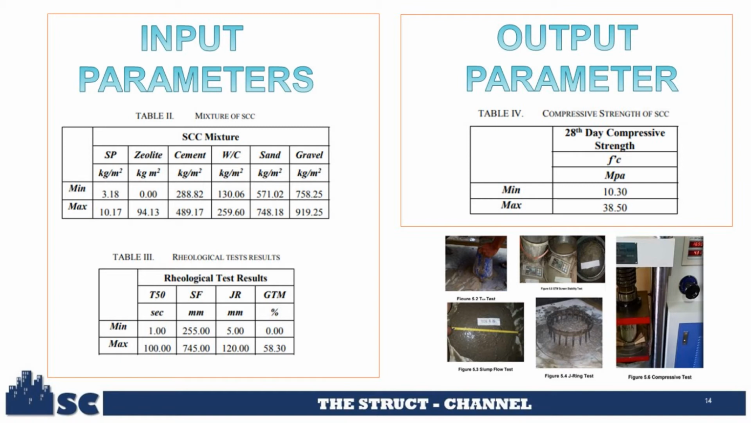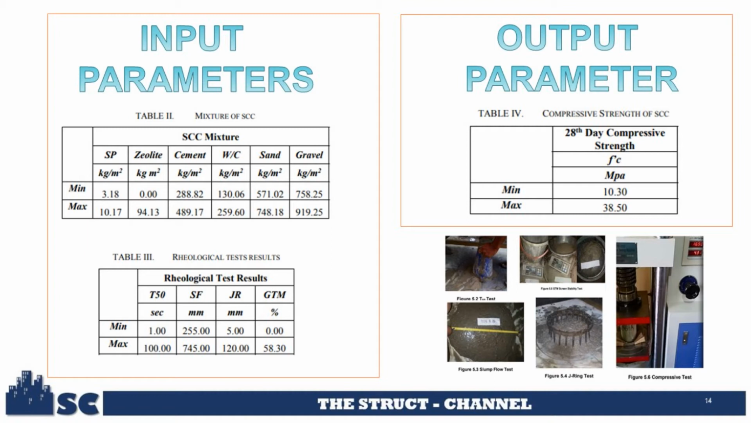viscosity, which is the result of a T50 test, the flowability of the SCC, which is done through the slump flow test, the passing ability or filling ability of the SCC, which is based on the J-ring test, and last is the segregation resistance, which is performed using the GTM screen stability test. All of these are considered as the input parameters for our neural network model.